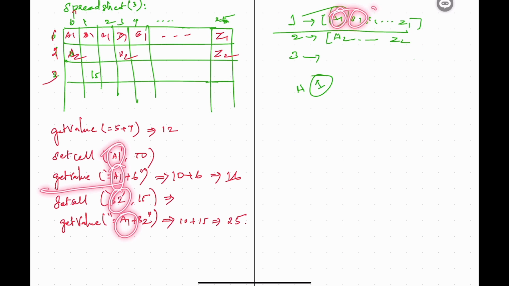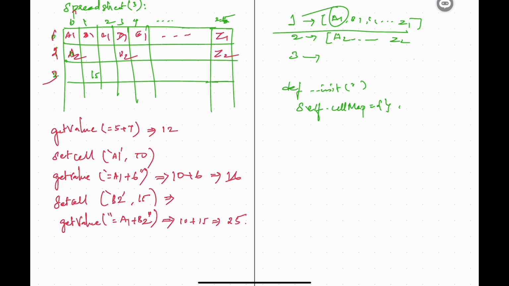So instead, we are thinking of using a hash map. We'll have a self.cell_map which is empty initially. In the initialization method they will give you the number of rows. We know the columns will be A to Z, so I'll create a string A till Z. Now for i in range of the number of rows, we want 1 till rows. If they have given 3, we will go 1 to 3, not 0 to 2.